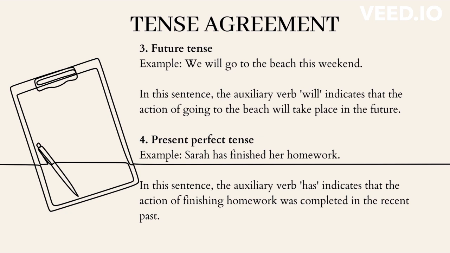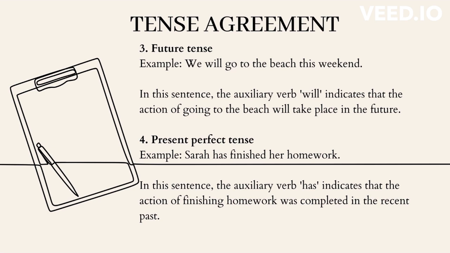3. Future tense. This tense is used to describe actions that will happen in the future. Example: We will go to the beach this weekend. In this sentence, the auxiliary verb will indicates that the action of going to the beach will take place in the future.